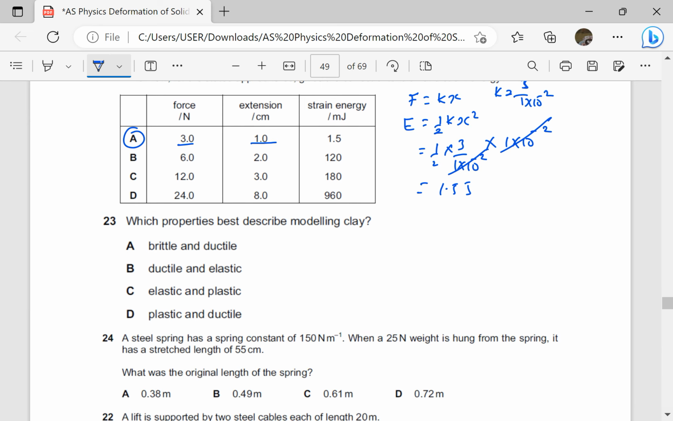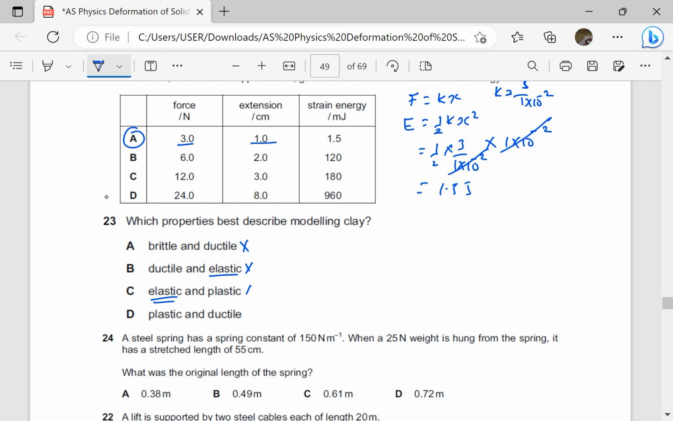Which properties best describe modeling clay? Of course, modeling clay must be brittle. Oh, modeling clay, not clay, but modeling clay, the one we use in the laboratory. So brittle and ductile. It doesn't break, it's just like that. Ductile and elastic. Elastic means it goes back to its original length. I don't think it normally goes back when the load is removed. It remains. Elastic and plastic.